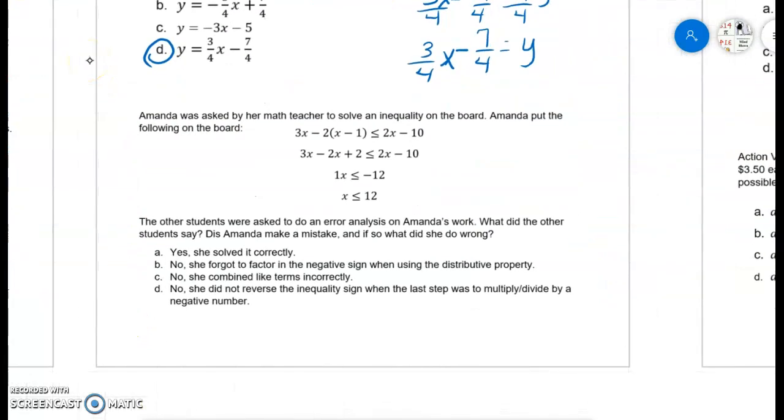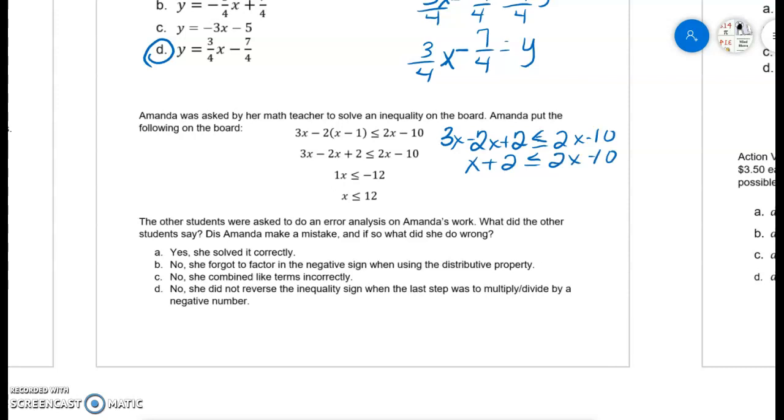Day 2 was a little bit of a struggle with the inequalities. I did end up taking 2 different answers for this first one. I did not care for how they laid this out, so I went ahead and I worked it myself. 3x minus 2x plus 2 is less than or equal to 2x minus 10. X plus 2 is less than or equal to 2x minus 10.